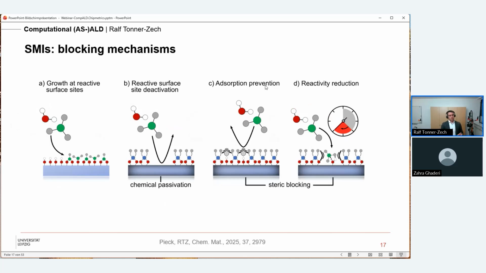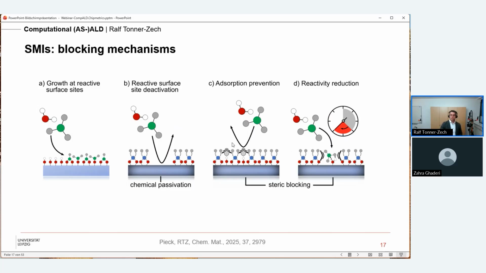Okay, what are the atomistic details which are important in this process? One of the major questions is, how does this SMI actually block the incoming precursor? There are different possibilities. For example, we have growth from the precursor only at reactive surface sites, and we can deactivate these with the inhibitor, and then we call it chemical passivation. The OH groups are very often the reactive groups on many surfaces, and we just block them with the inhibitor so that the precursor cannot react with them anymore. So this is really the atomistic detail of what's happening at the surface.